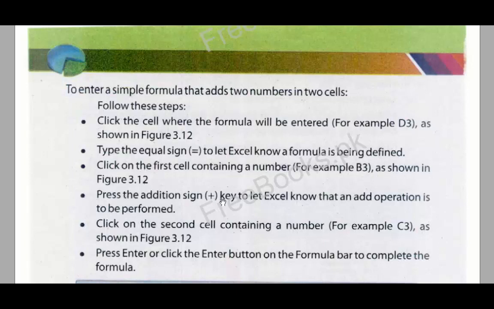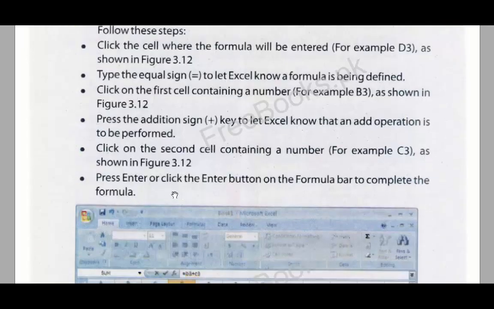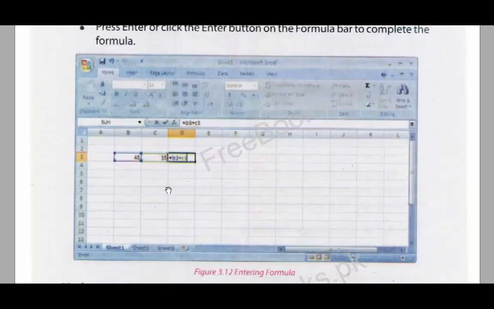Press the addition sign, the plus key, to let Excel know that an add operation is to be performed. Click on the second cell containing a number, for example C3 as shown in figure 3.12. Press enter or click the enter button on the formula bar to complete the formula.